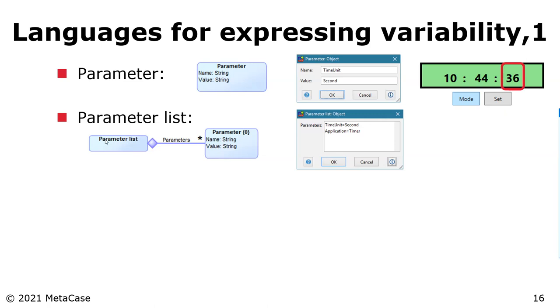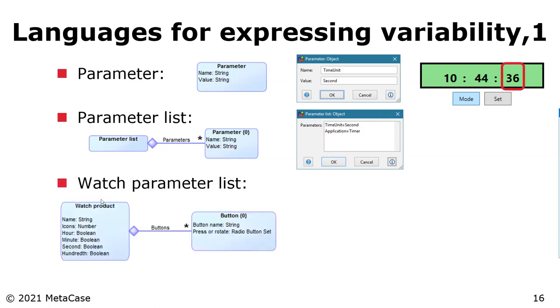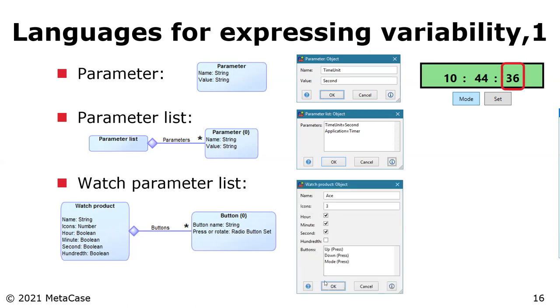But we can also make this parameter list domain specific. So rather than having a name value pair, we could have a watch specific parameter list, which says that each watch has a parameter like name and how many icons it has, and whether it shows hours, minutes, seconds, or hundreds of seconds. And it also could have as a parameter how many buttons it has, and also which kind of buttons they are. So when we instantiate this watch parameter list, it looks like this. So this is more specific to the variation that watch product lines may have.